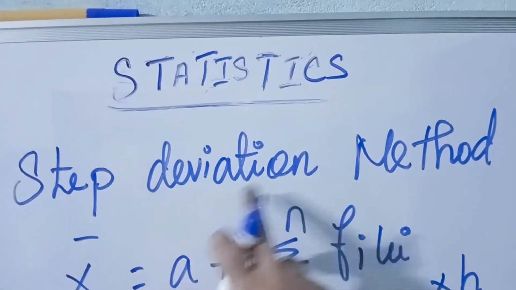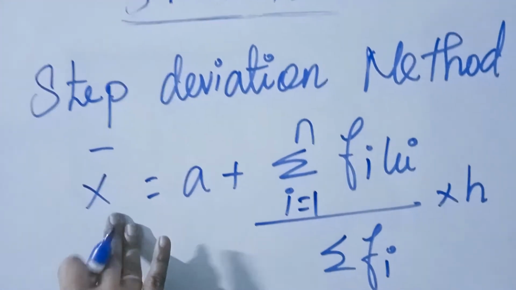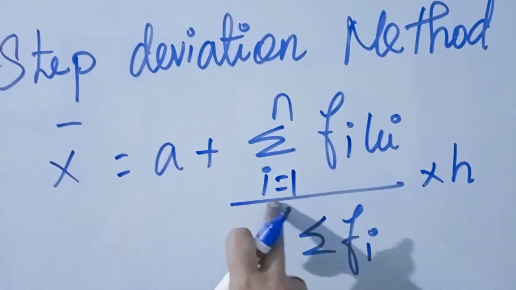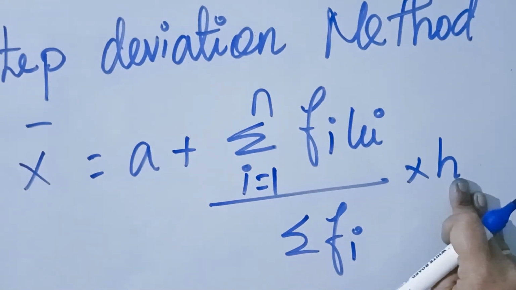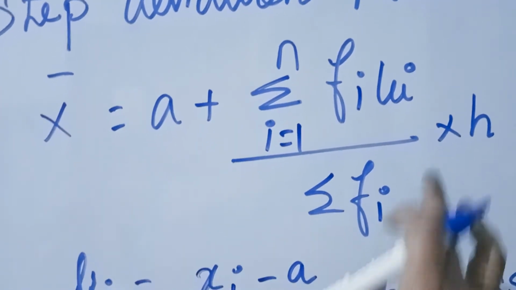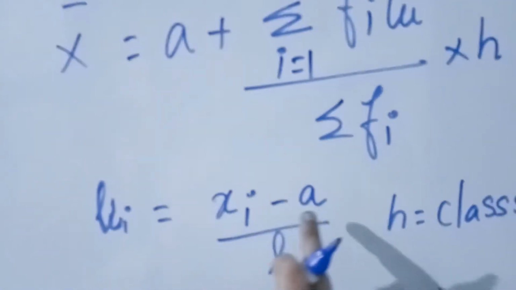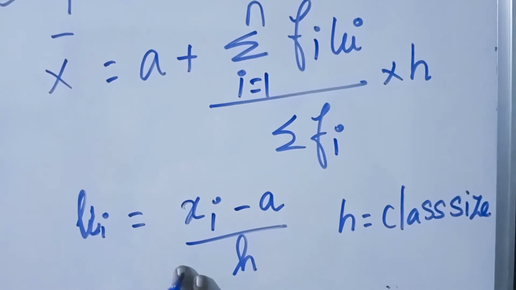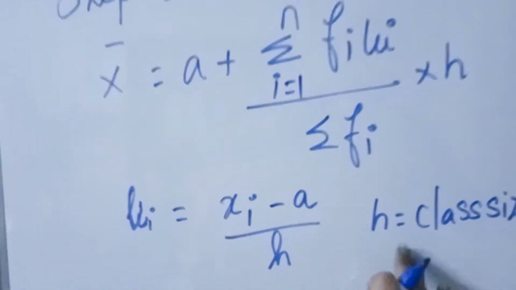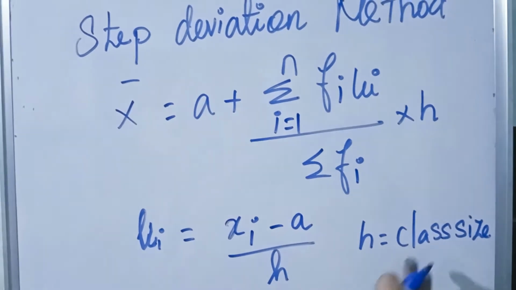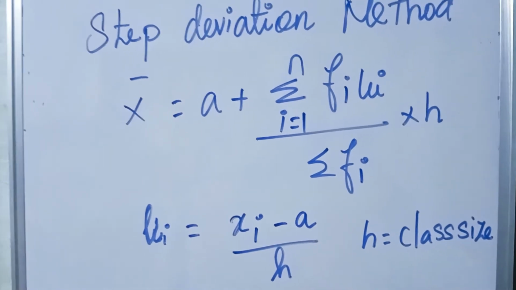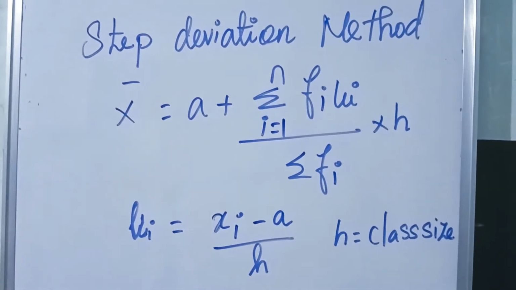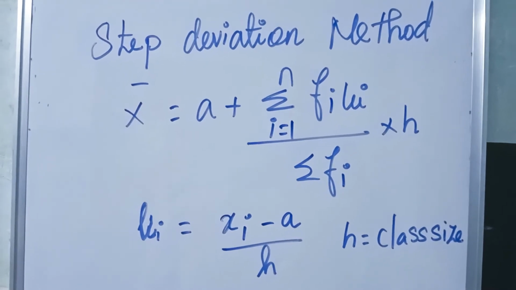Third method, step deviation method. Formula: x bar is equal to a plus sigma i equal to 1 to n Fi ui divided by sigma Fi into h. Here ui equals xi minus a divided by h. This is the formula for ui. First you have to use this formula to find ui, and h means the class size, the interval between upper limit and lower limit. Okay, let's see the problem.